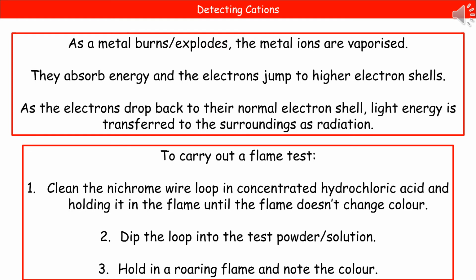In order to actually identify some of these cations, then we can carry out a flame test. So in order to do this, we get a nichrome wire loop, dip it in concentrated hydrochloric acid, and then hold it in a Bunsen burner flame until the colour doesn't change. You then dip it into your test powder or solution, and if it's a powder, make sure that the loop is damp first so it picks it up, and then hold it in the roaring flame and note the colour.